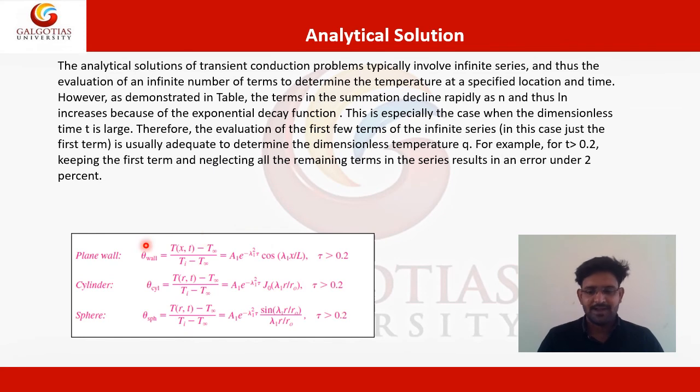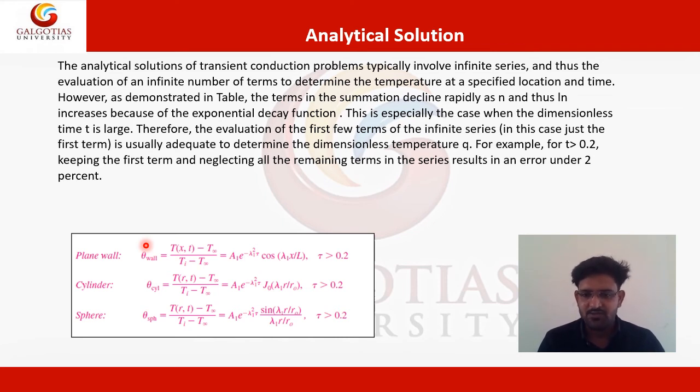Now we talk about the analytical solutions. The analytical solutions of transient conditions problems typically involve infinite series, and thus the evaluation of an infinite number of terms to determine the temperature at a specified location and time. However, as demonstrated in the table that you are seeing on the screen, the terms decrease rapidly as n and thus lambda_n increases, because of the exponential decay function.